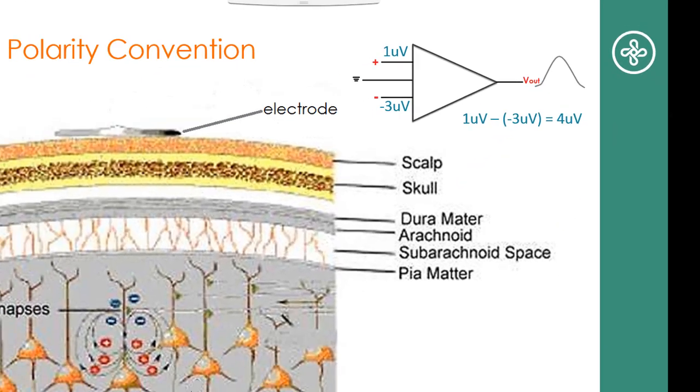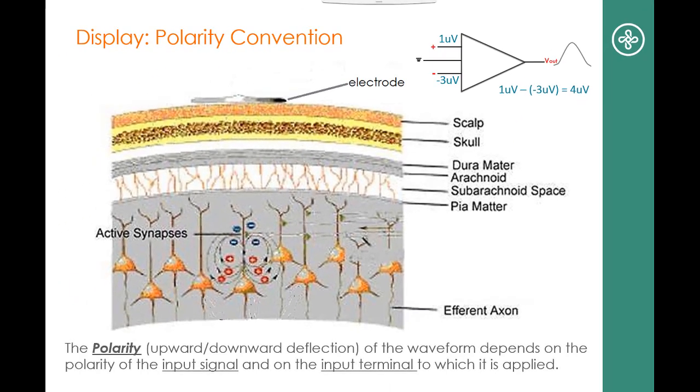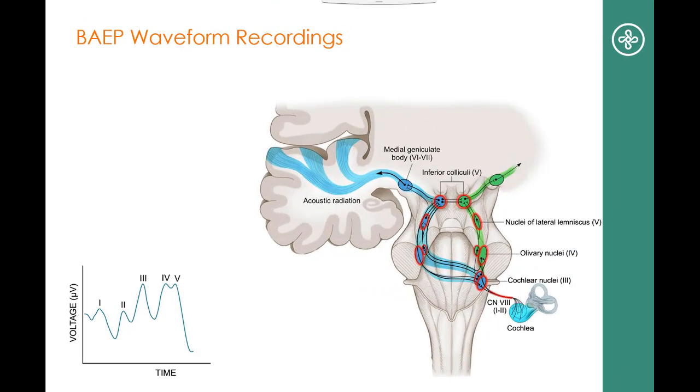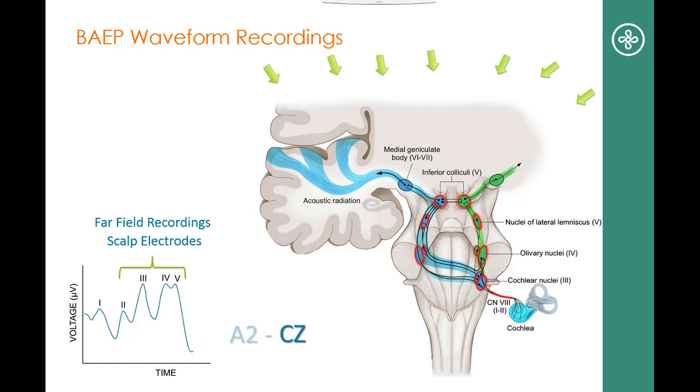So in summary, the polarity of the output signal depends on the input signal itself and the input terminal to which it is applied. Remember that because we usually can't get an electrode deep into the cranium to record directly from the brainstem, our brainstem waveforms, technically waves 2 through 5, are far-field waveforms recorded from scalp electrodes. In fact, these brainstem potentials can be recorded from anywhere on the scalp, so it's important that we use a scalp to non-cephalic montage for recording brainstem potentials.